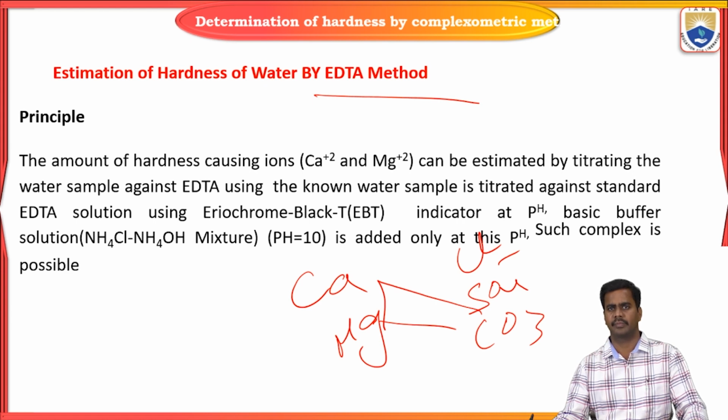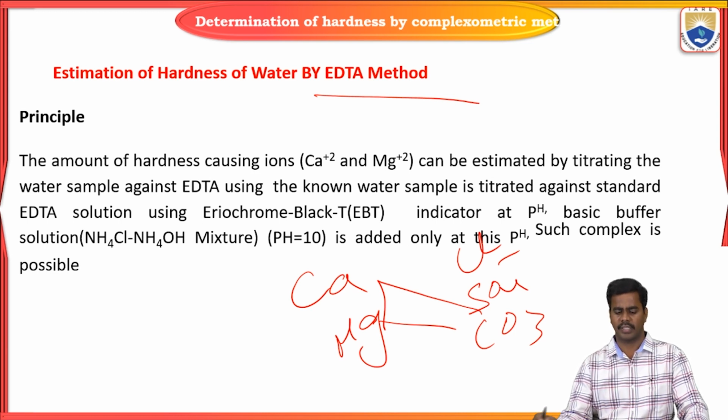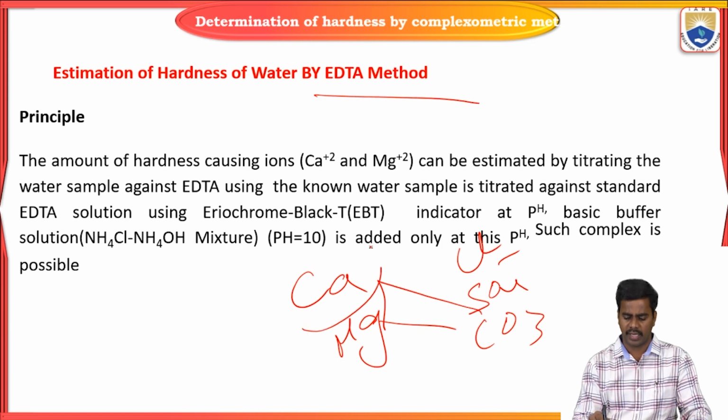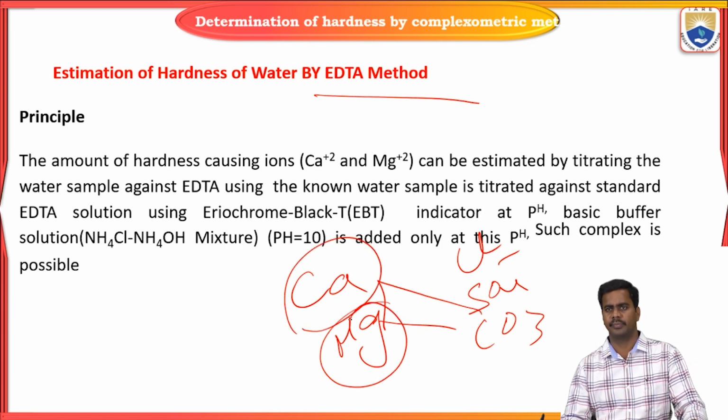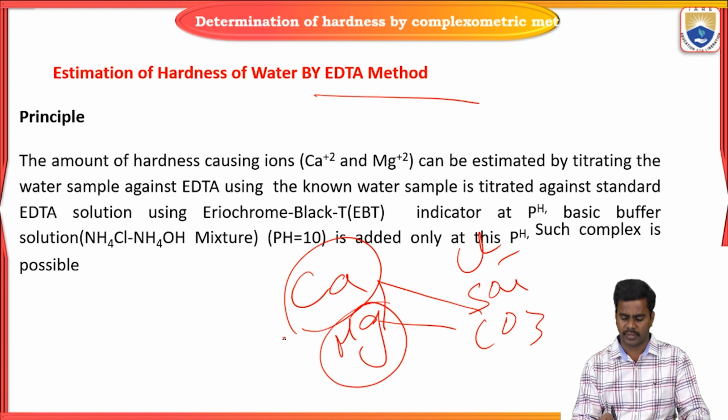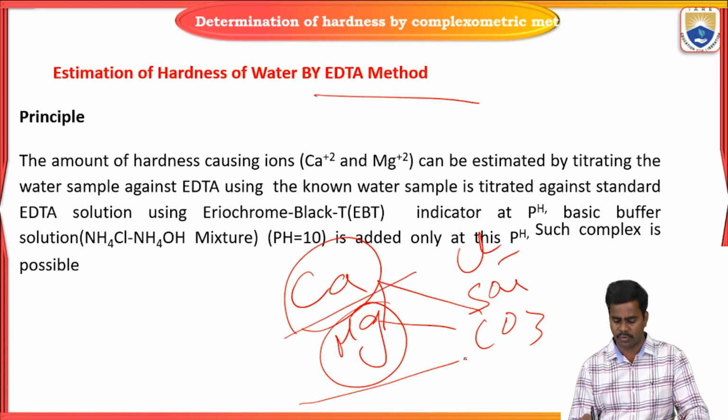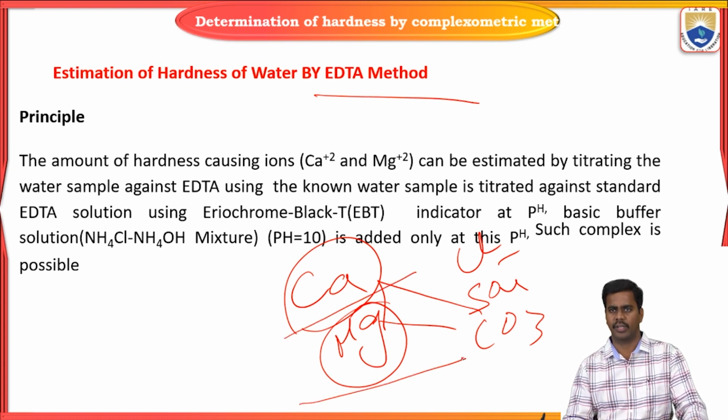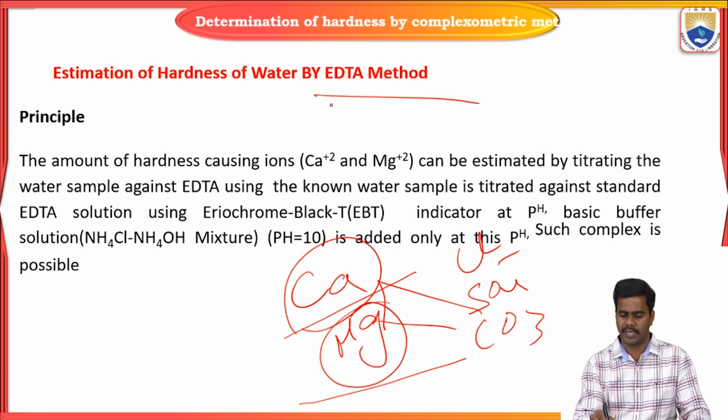EDTA is nothing but cationic estimation. Hardness of water is caused by cations. Here, what type of cations are present in hard water? That is calcium and magnesium. These are the two cations present in hard water. Here we are going to estimate how much calcium and how much magnesium is present in hard water. It can be estimated by using EDTA.